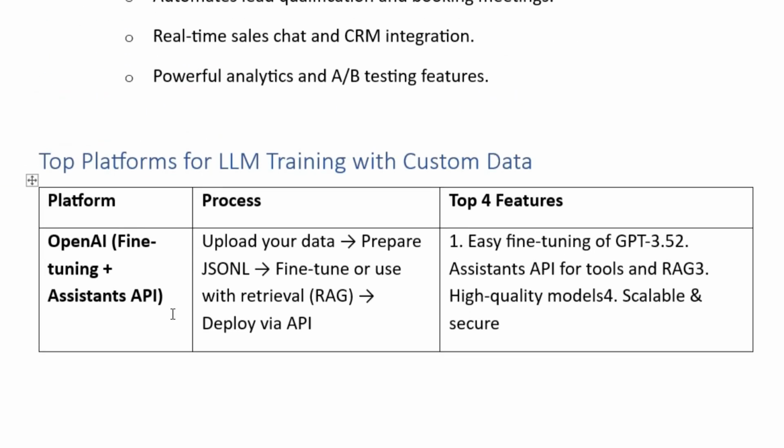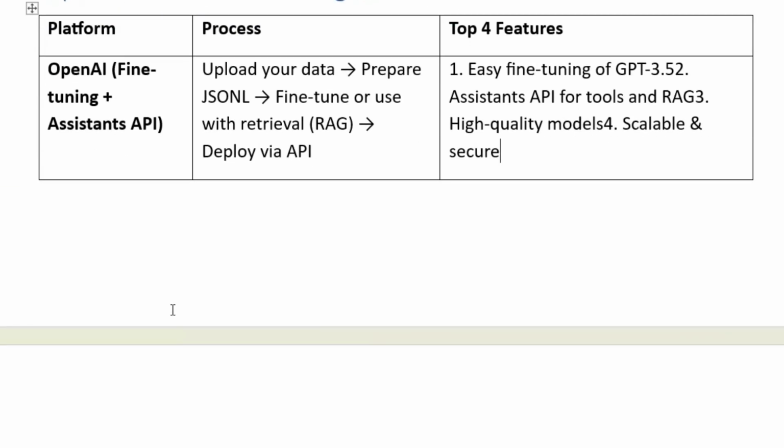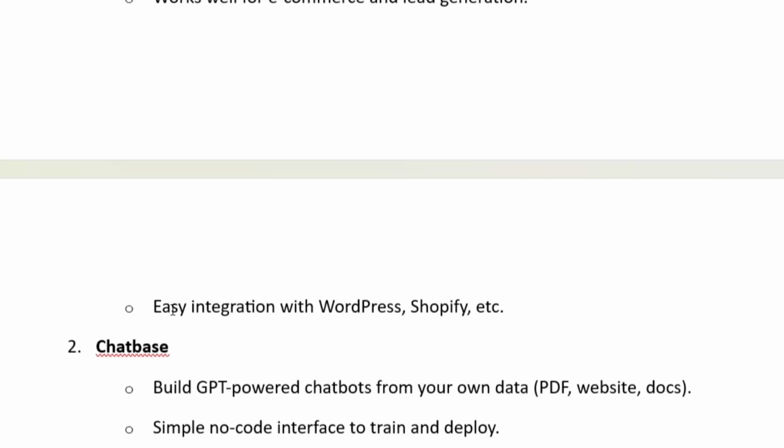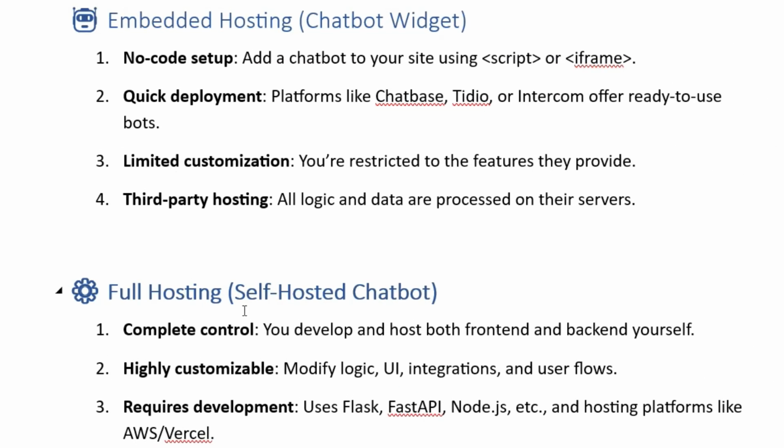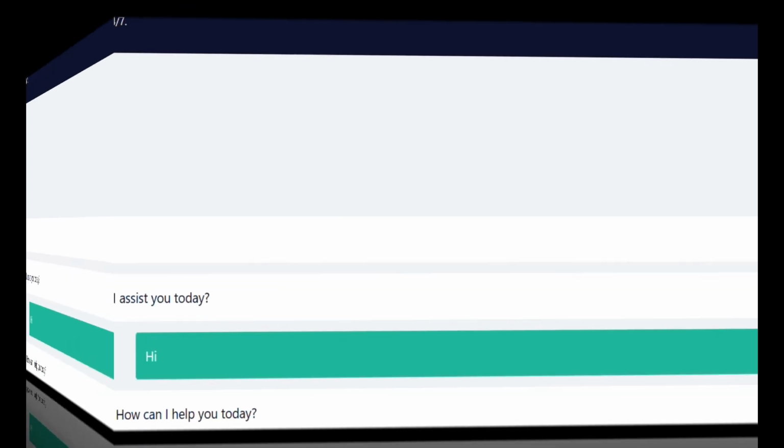What is the essence here? You need to provide your custom data, train the LLM on it, and then deploy it. Once you deploy it, you get one URL. That URL you can bring over here. It is called embedded hosting or full hosting, which is nothing but self-hosted. There is no code to set up: add the chatbot to your website by using a script or iframe. It is very easy. Quick deployment platforms like Chatbase, Tidio and Intercom offer ready-to-use bots, and using this concept is called embedded hosting. Now let me take you to the n8n platform.